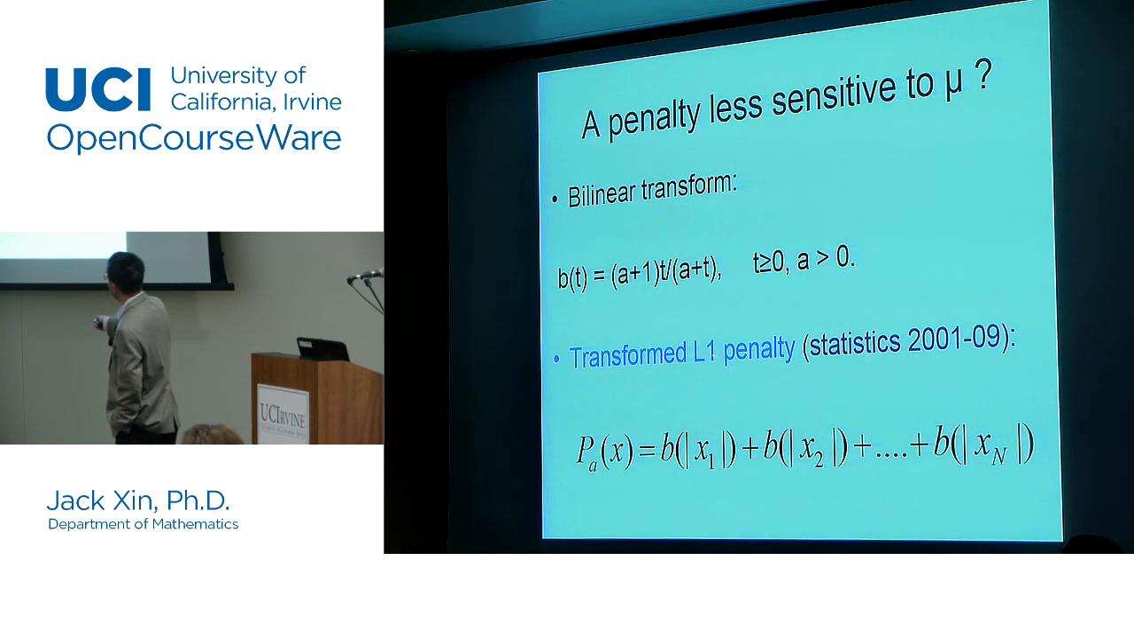It's called the transformed L1. So L1 is the sum of the absolute value of the components. So if we use a nonlinear function to transform it and then sum up, that's called the transformed L1. This nonlinear function is just a ratio, or a bilinear transform. A is a parameter, t is the variable. So this is the ratio here.